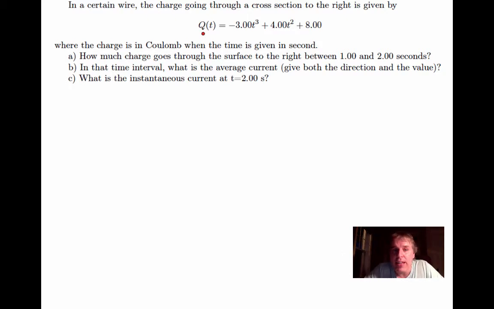So another way of giving the information is to say this: the charge in this equation is in coulombs when the time is given in seconds. That means that to get Q in coulombs, you have to plug in the time in seconds. So if you're given a time in minutes, you have to convert it to seconds before you plug it in the equation. Whenever you plug in a time in seconds and calculate Q of t, Q will come out in coulombs.